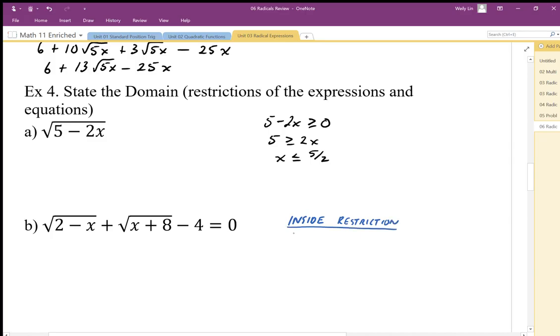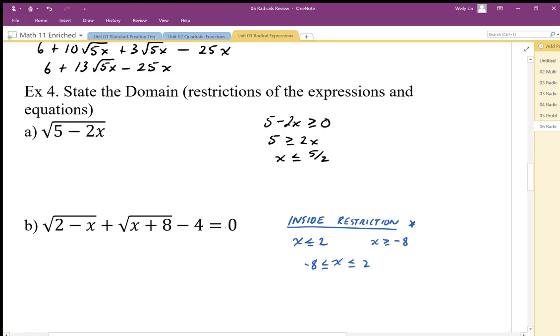Here, from that one, we're going to say that x must be less than or equal to 2, and we also know that x must be greater than or equal to -8. So we can put these together and say that x has to be between -8 and +2. And that only represents the inside restriction, so that's not a complete domain restriction. So we just have to be a little bit careful and not use that to determine extraneous solutions. We're going to test our solutions.